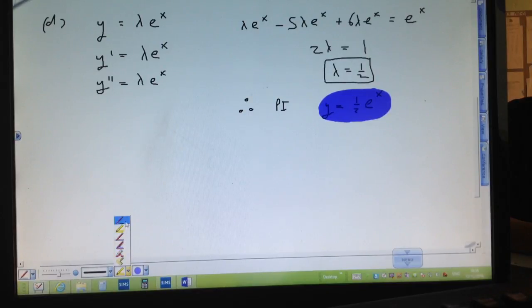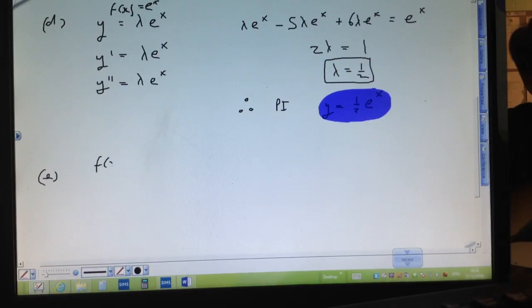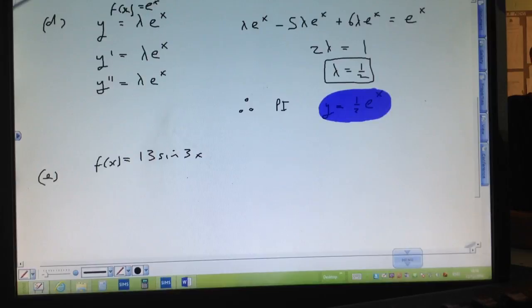Right, and that brings us on to the last one, which is e. So I suppose I want to put up here, f of x was e to the x. This time f of x is equal to something like 13 sin of 3x. Well, what you have to try here is the complex bit. If you've got sin, just a single cos, or combinations of sins and coses, you still always use this format.